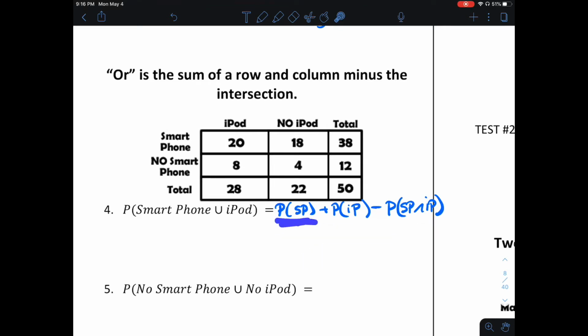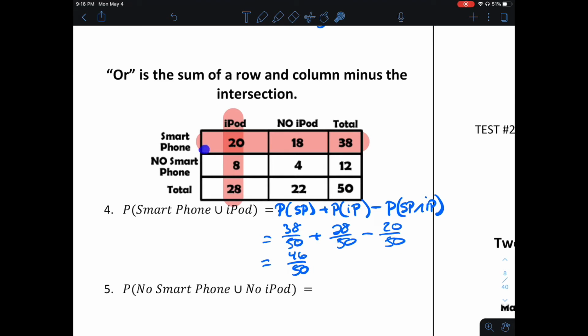The probability of having a smartphone is 38 out of 50. The probability of having an iPod is 28 out of 50. We have to subtract the intersection of a smartphone and an iPod, which is 20 out of 50. That's going to give us a grand total of 46 out of 50. Now let me explain a little bit.